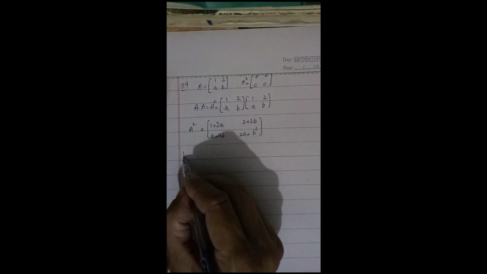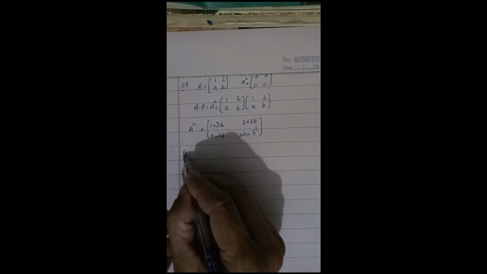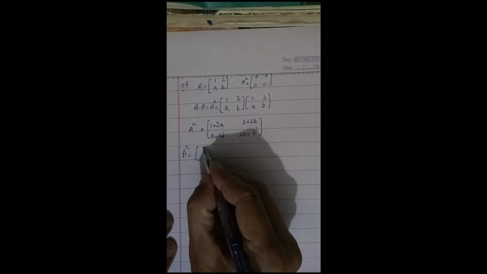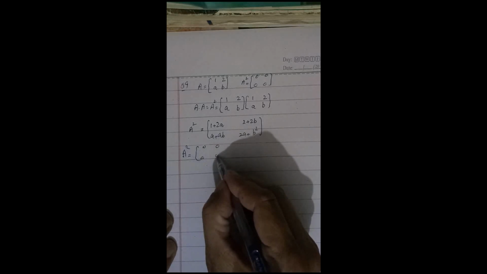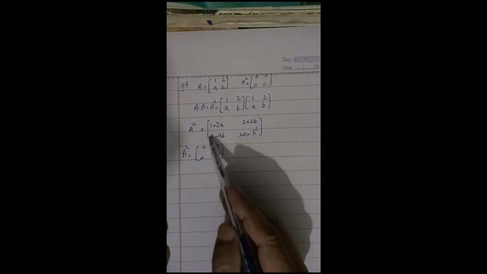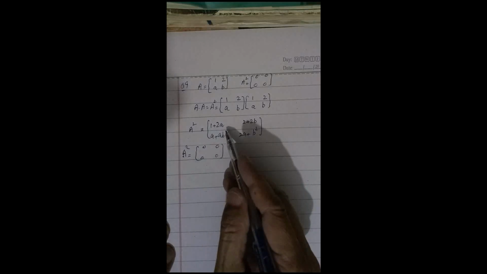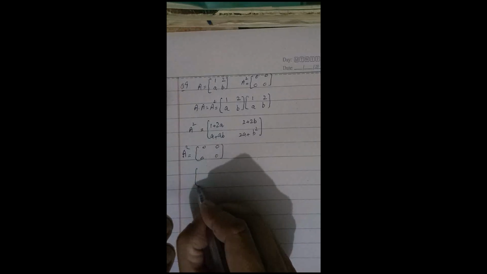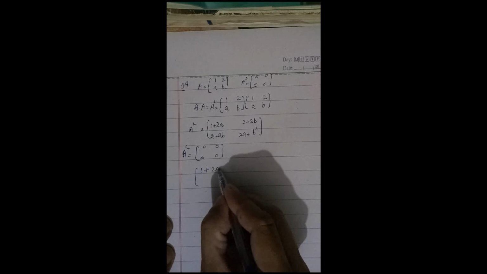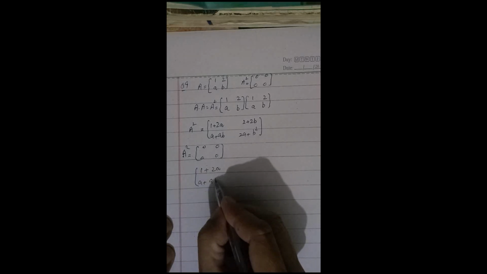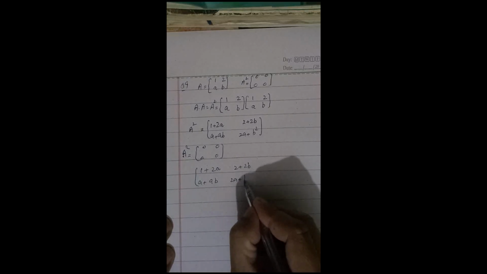And we also know that A square is equal to the null matrix [0, 0; 0, 0]. These both matrices are A square, which means they are equal. We write them: 1 plus 2a, a plus ab, 2 plus 2b, 2a plus b square, is equal to the second matrix, which is the null matrix of 0s.